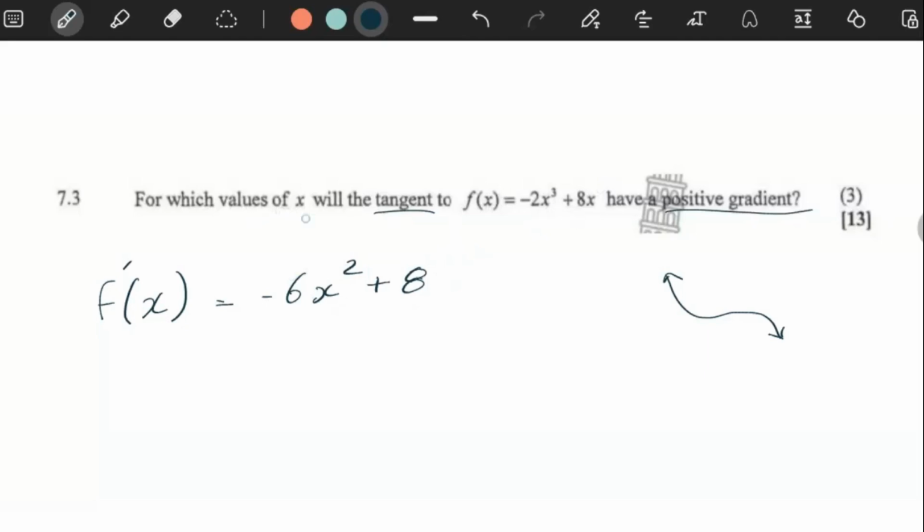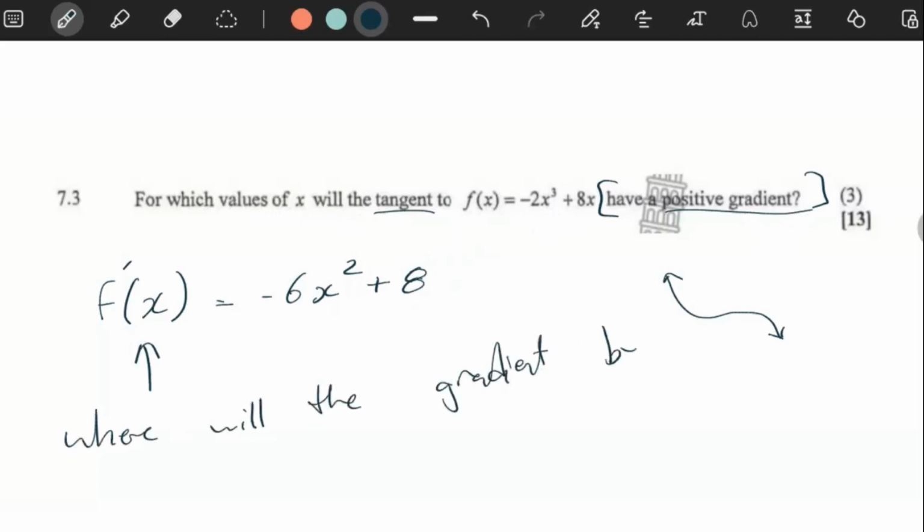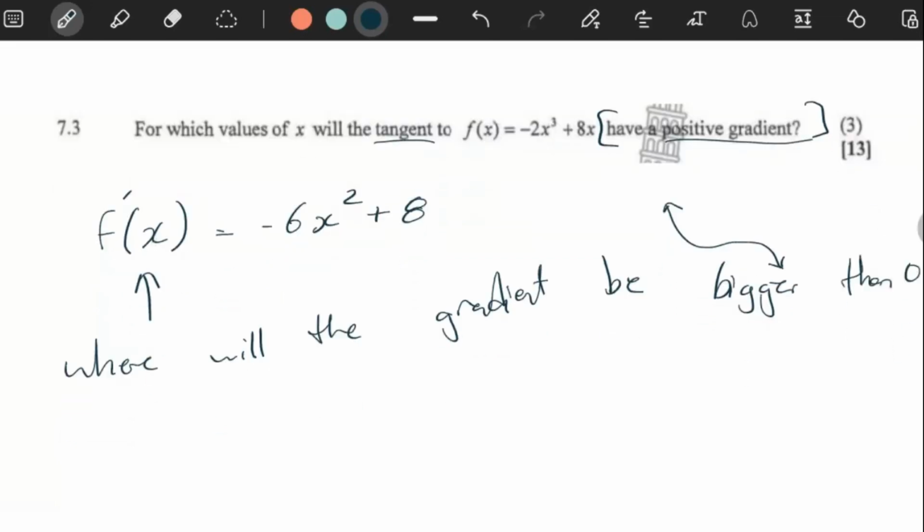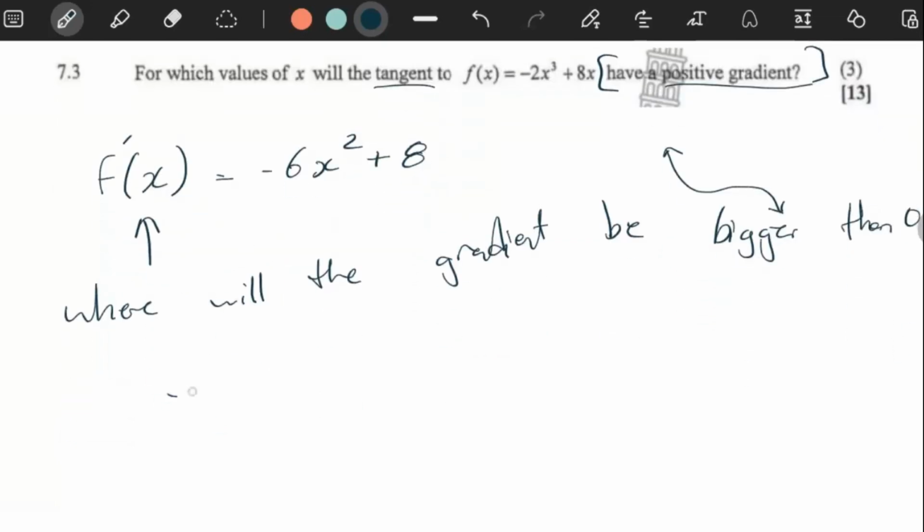So if they're asking us for which values of x will the tangent to this graph have a positive gradient, we don't have to worry much about the tangent. All we have to worry about is where will the gradient be bigger than 0. That's all we have to do. We just have to work out where will this value be bigger than 0. So meaning we have to work out where will negative 6x squared plus 8 be bigger than 0.